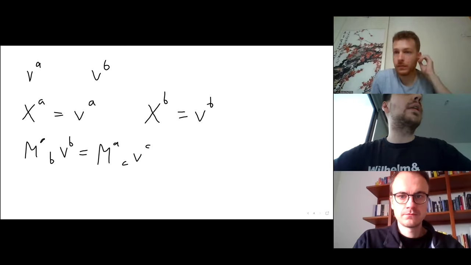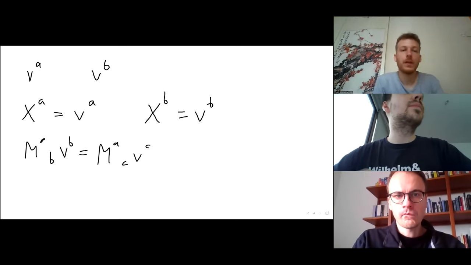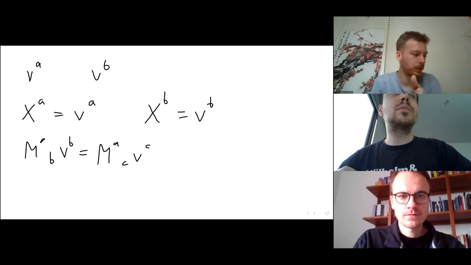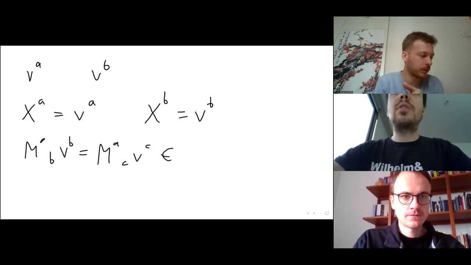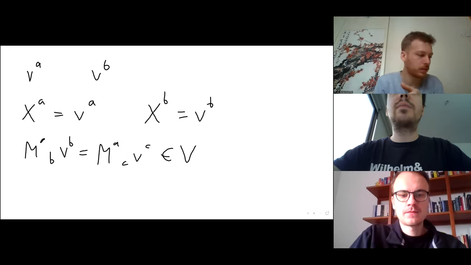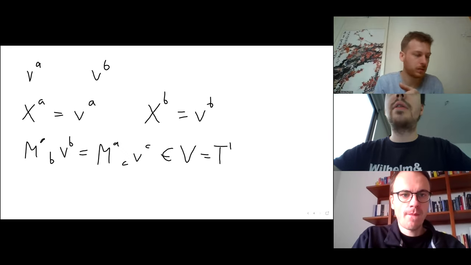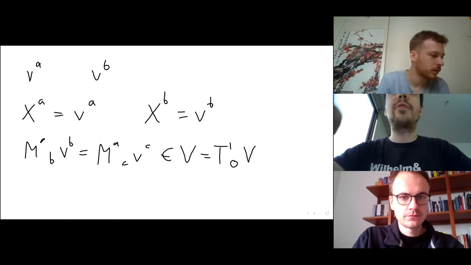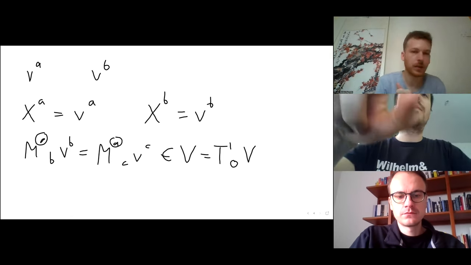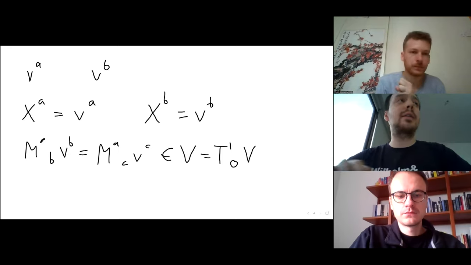And of course, those two can change. So this is the entry in your notation of T01, probably, right? No. This would be just a vector. This would be T10, because there's a single free upper index left, namely the A. Okay, because the other ones are contracted indices.